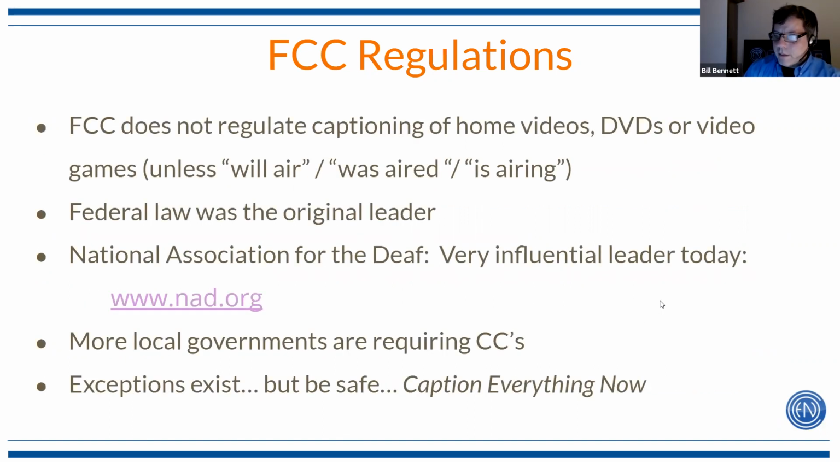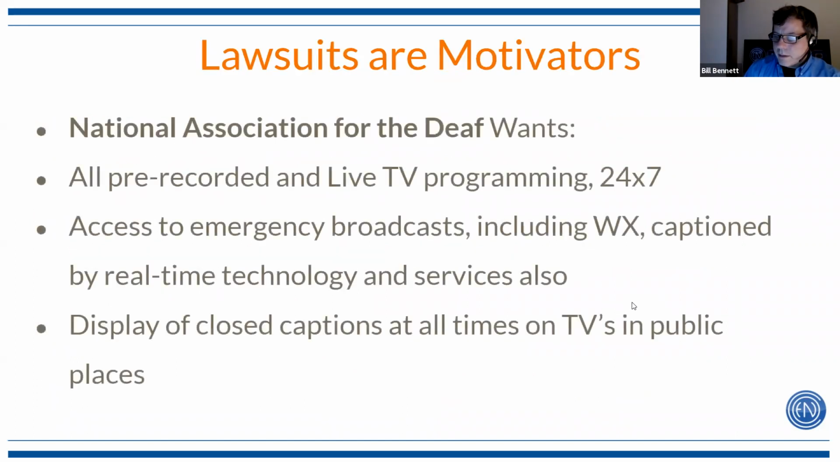They don't regulate what's not over the air, right? So just like I said earlier, will air, was aired, or is airing. The National Association of the Deaf, though, is very interested in getting content fully captioned out there. I think the next slide is actually where, yeah, here we go. The NAD wants all pre-recorded and live programming captioned 24/7, of course. So you never know who can access that, and someone might not be able to hear it.